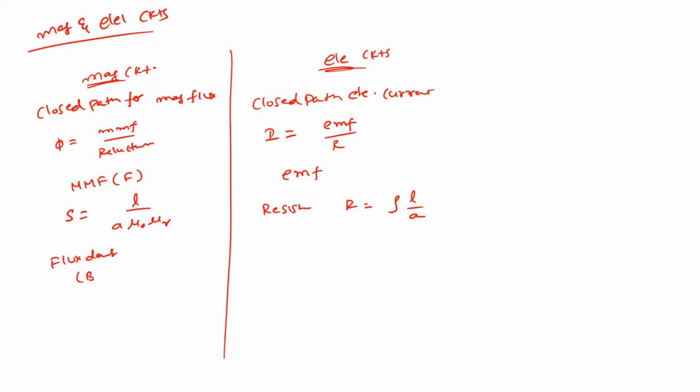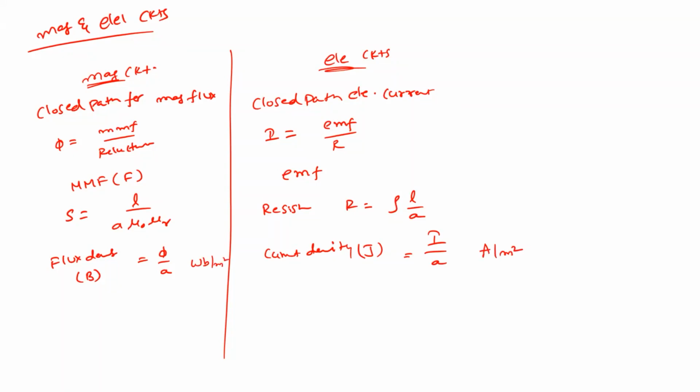And we have this flux density. What is flux density? B, right? So phi upon A, Weber per meter square. And we have this current density, J. What is current density? I upon A. So what are its units? Ampere per meter square.